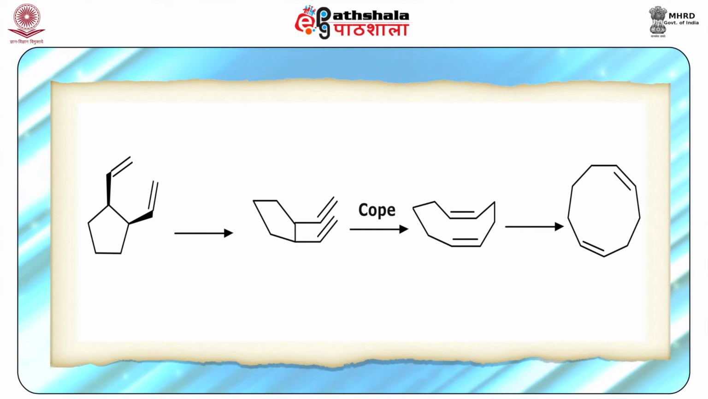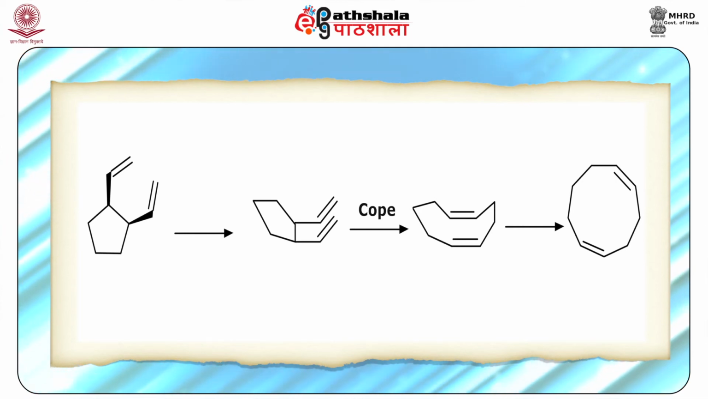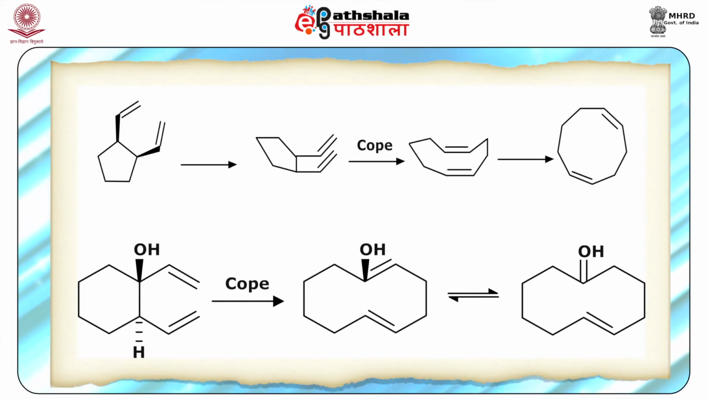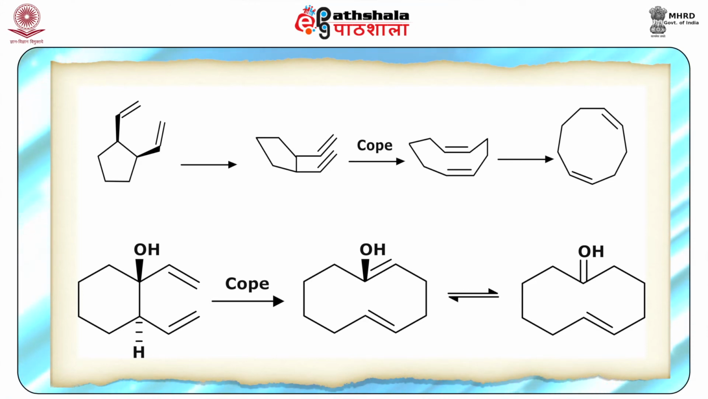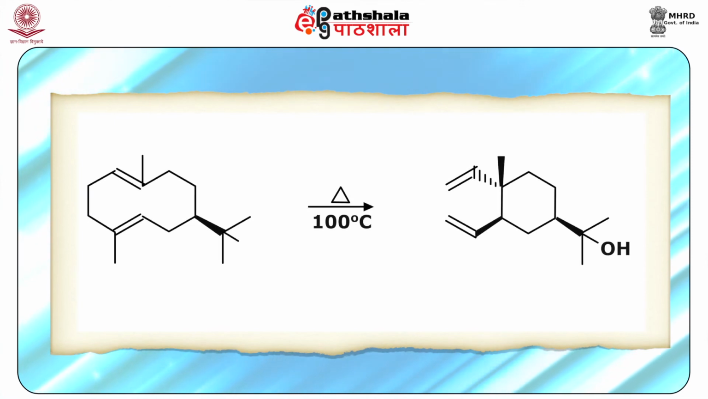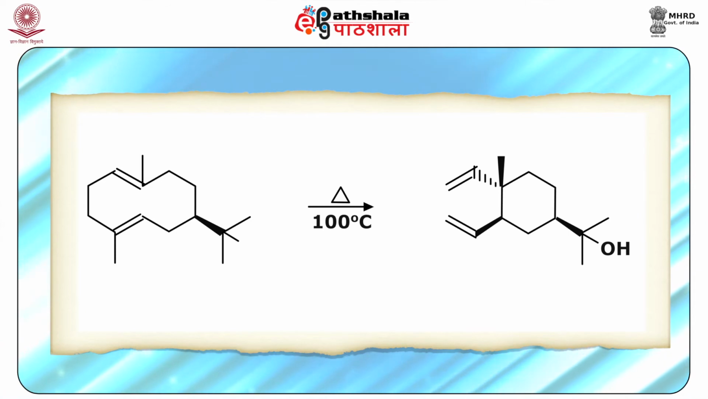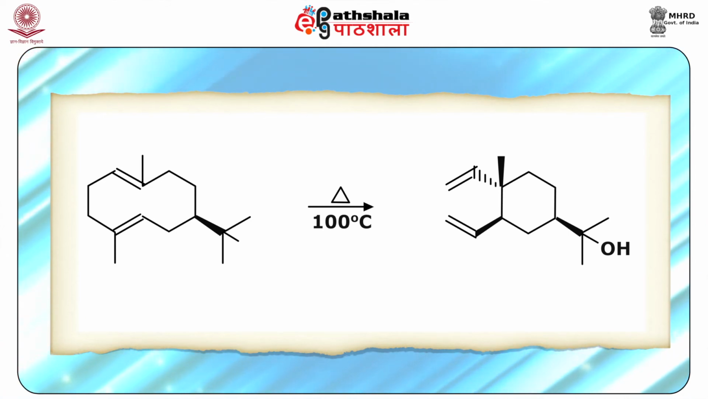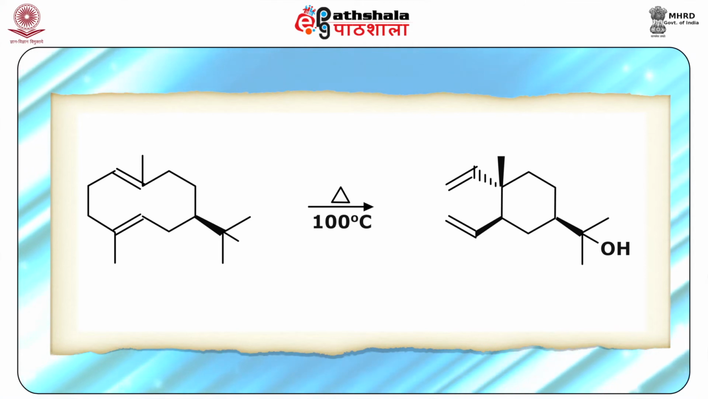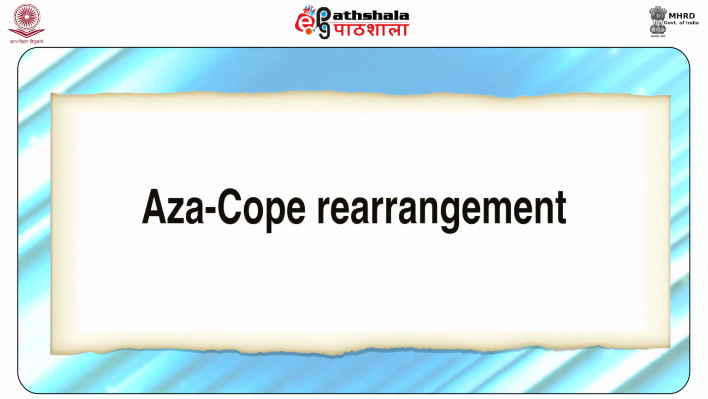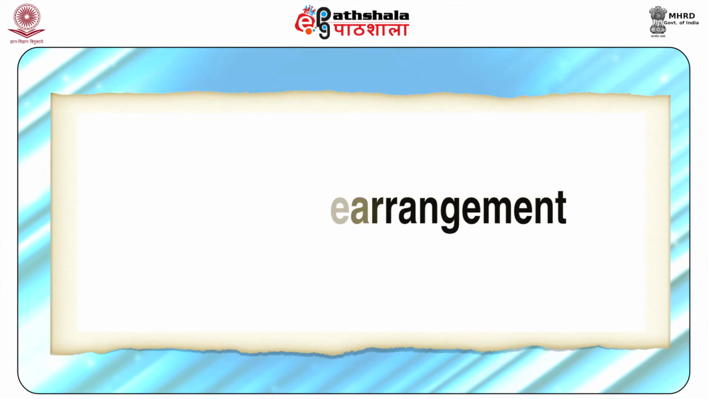Some more examples of Cope rearrangement reactions. In the first example, an unusual Cope rearrangement leads to formation of a 9-member cyclic ring. The Cope rearrangement has been utilized to obtain sesquiterpenes such as elemol, which is an essential component of galbanum oil, and many others. Next, let us talk about the aza-Cope rearrangement.